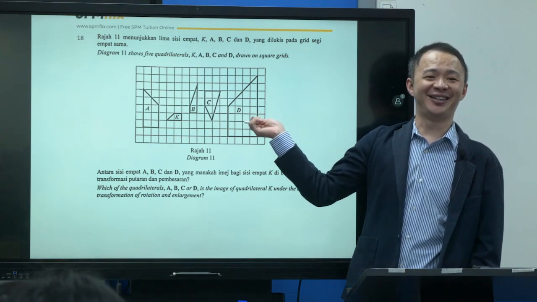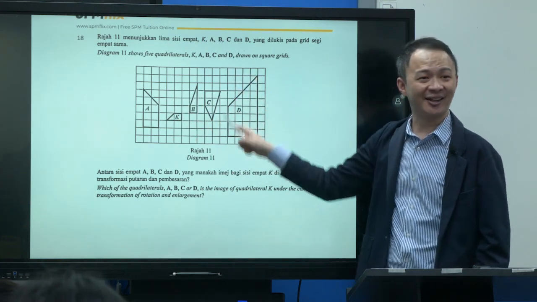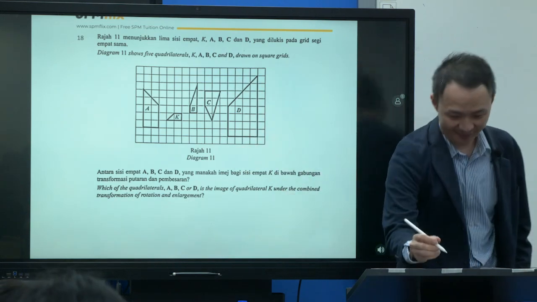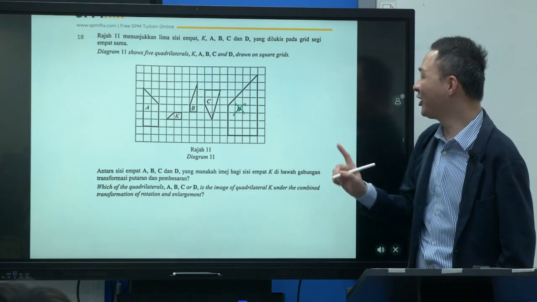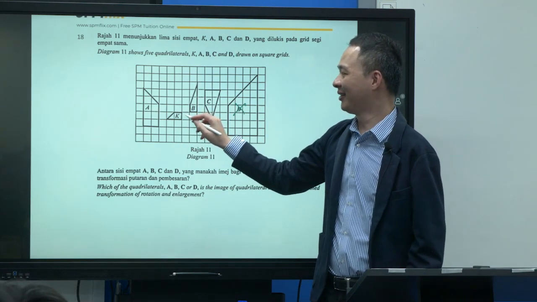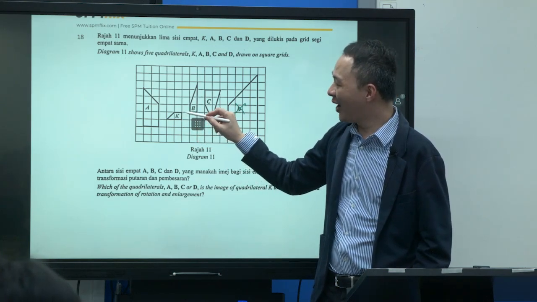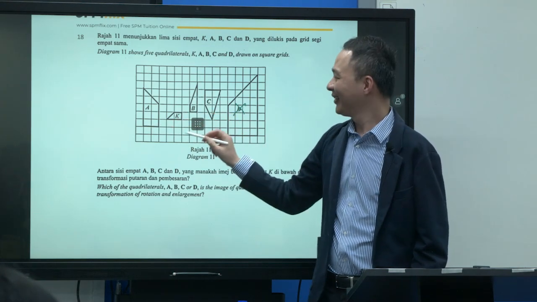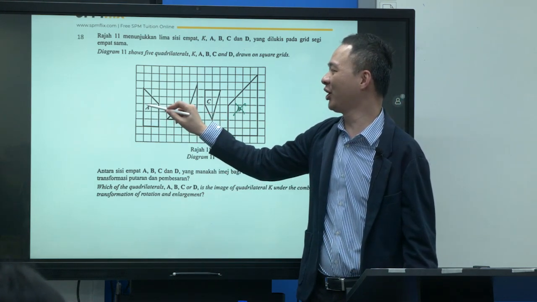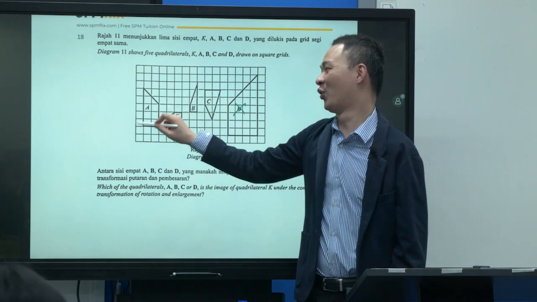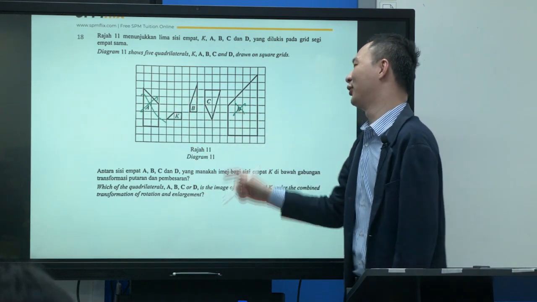Why I cannot choose D? Because if you rotate this one, the long one should be at this side, isn't it? So D is wrong. Then we need to see this one, 2, 1. If we must follow the scale, the 1 unit here becomes 2 units, then the 2 units here need to become 4. 1, 2, 3, 4, 5. No, because the scale is not the same. Then we only left these 2.